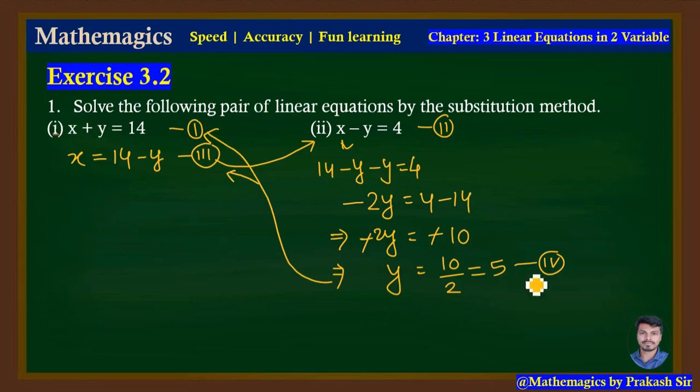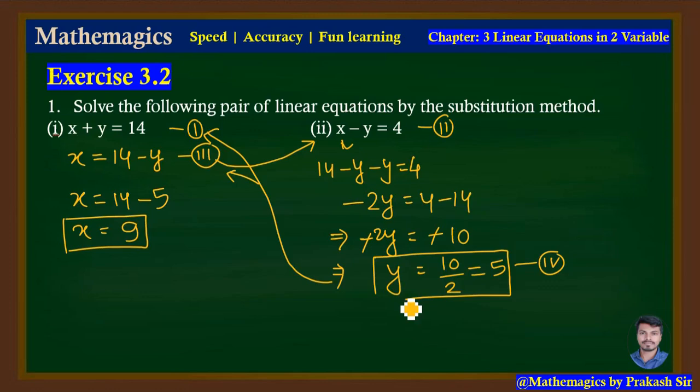Let us put the fourth equation in the third only. Here x is equal to 14 minus y, and the y value we already obtained is 5. So x is equal to 14 minus 5, which is 9. So here we obtained the value of x, that is 9, and the value of y, that is 5. So directly we can say that x is equal to 9 and y is equal to 5, and this is the answer.